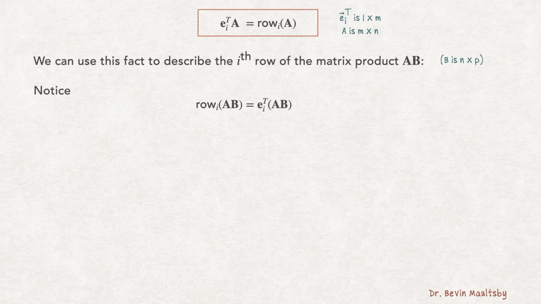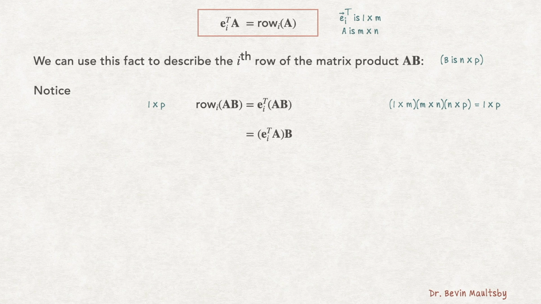Let's make a point of keeping track of dimensions. A times B will be an m by p matrix, which means that each row has p entries. So the object that we're computing here is a 1 by p row. Take a moment to write down all of the dimensions for the product of the three arrays that we have on the right. The transpose of the standard basis vector is 1 by m. A is m by n, B is n by p. Agreeing with our computation on the left, this will be a 1 by p row.